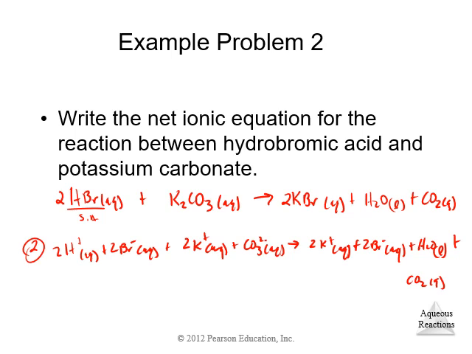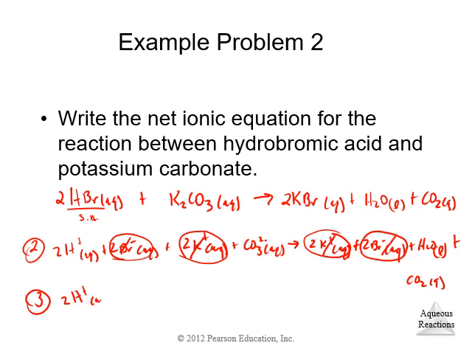So when I look for my spectator ions, hopefully you can see I have 2 Br minuses and I have 2 K pluses. So those will be my spectator ions. And what I have left for my net ionic equation is 2H plus aqueous plus the CO3 2 minus aqueous for the carbonate ion, and that will form water as a liquid and CO2 as a gas.